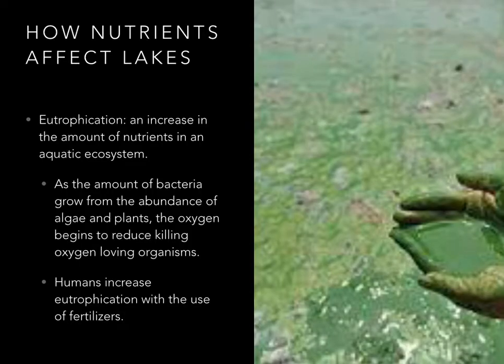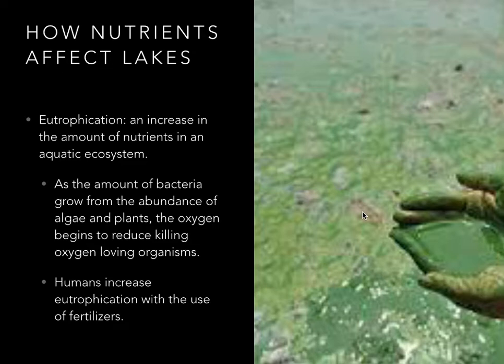So how do nutrients affect lakes? When we think of nutrients, we think that the more nutrients you have, the better it's going to be, but this isn't always the case. In this picture, we have these little algae plumes. And when we have too much or an abundance of nutrients, then it's going to overtake the other elements in the ecosystem, and it's going to kill off organisms that need oxygen. It basically suffocates them. So this is called eutrophication. This is an increase in the amount of nutrients in an aquatic ecosystem.